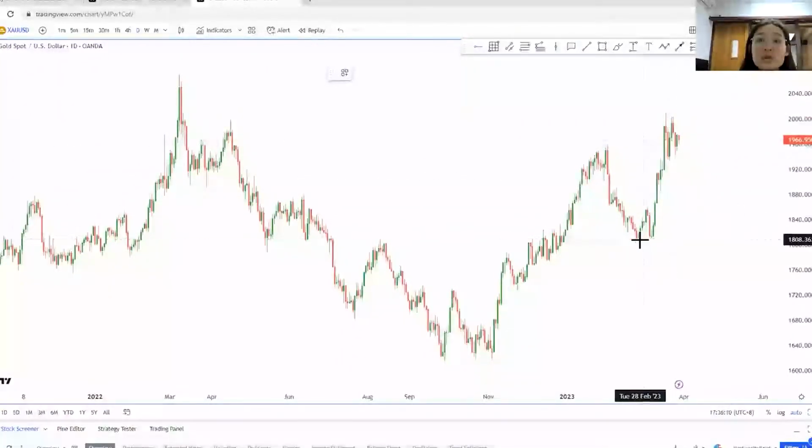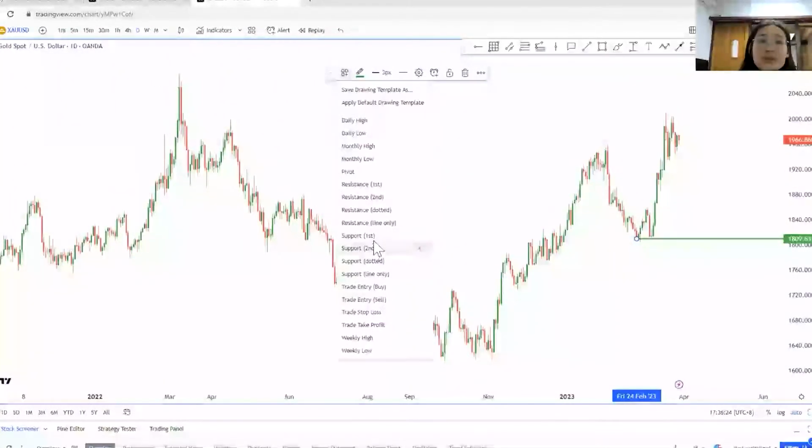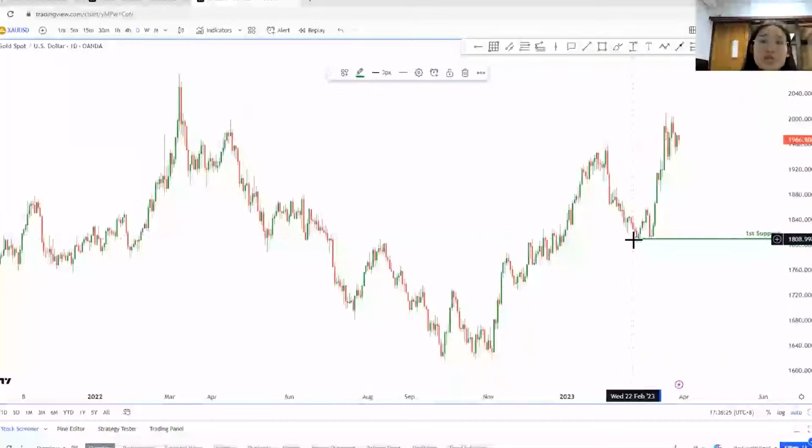So your first support would be the nearest swing low to where price currently is. So price is currently at 1966. So my first swing low, or rather my first support, would be the nearest swing low to where price currently is, which is over here.